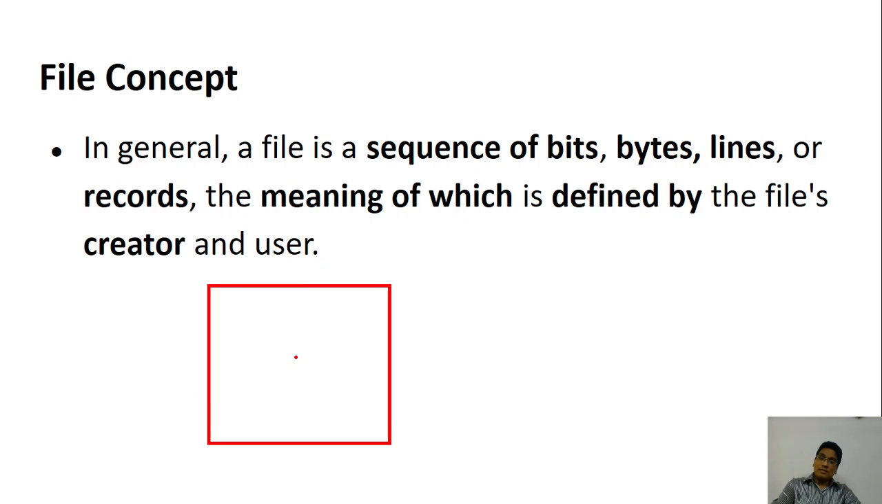For the operating system, it is just a file that you are storing. It may be bits that you are storing, or bytes, or lines. That's it. It knows only that. A set of lines is stored, a set of bytes is stored, a set of bits is stored. That's all it knows.